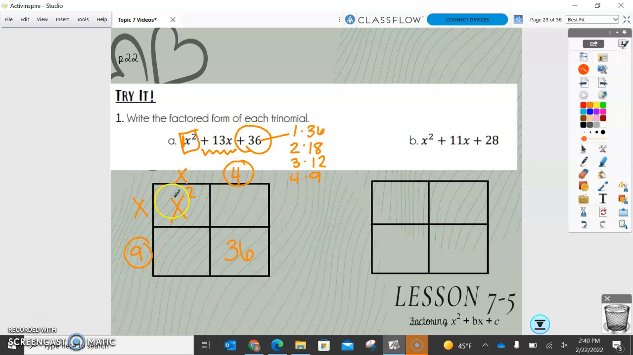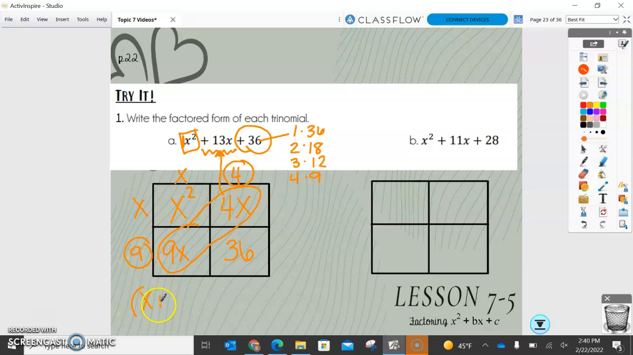Let's try it. 4 times x is 4x. X times 9 is 9x. Is 9x added to 14x, those two toy boxes, if you will, going to fill in 13x? It sure will. And 9 times 4 is 36.